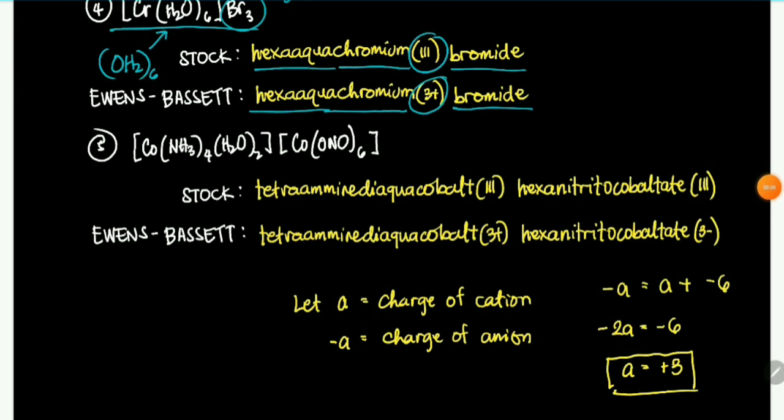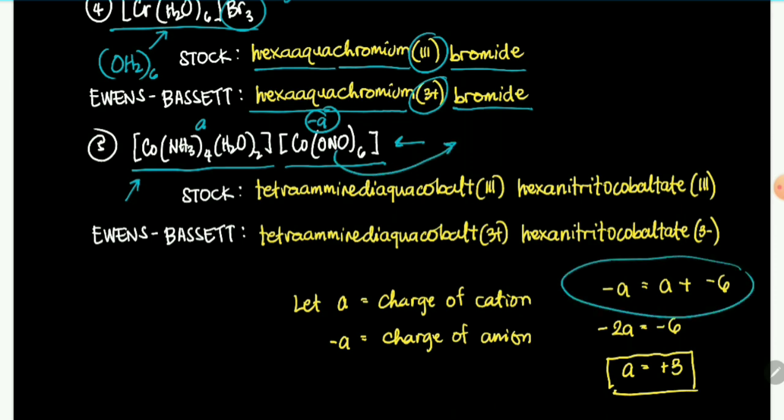Okay? So for the last example, we have a complex cation and a complex anion. So nag-form sila ng salt. Okay? So how do we determine the charge of the complexes? So since 1:1 sila, okay? So isang complex na cation at isang complex na anion, we will assume that the charge of the cation is A. Tapos negative A yung anion. Okay? So since equal sila ng charge magnitude, we can write this. Alam natin na yung ONO, okay, ay negative 1. So A plus negative 6 should be negative A. So therefore, negative 2A is negative 6. Therefore, A is plus 3.